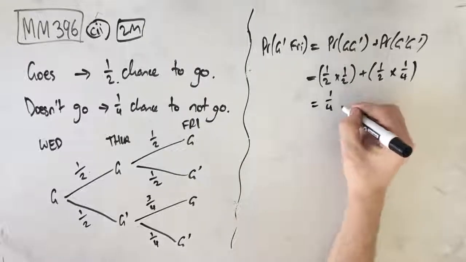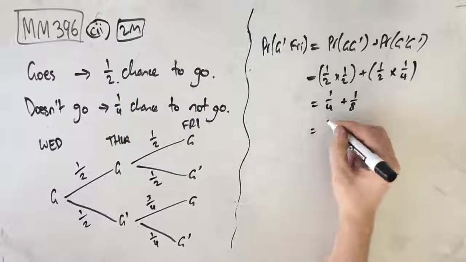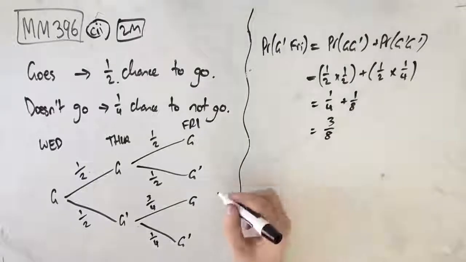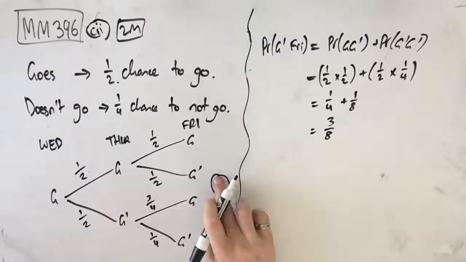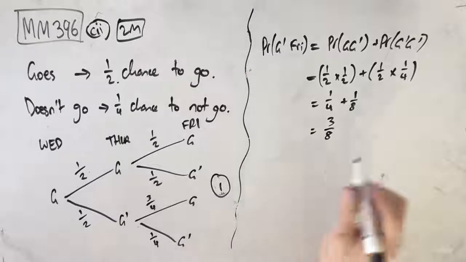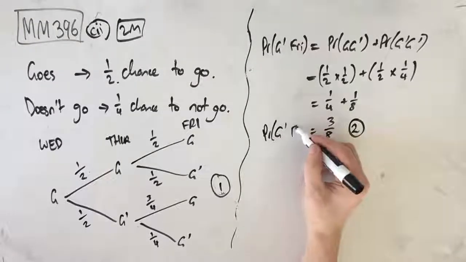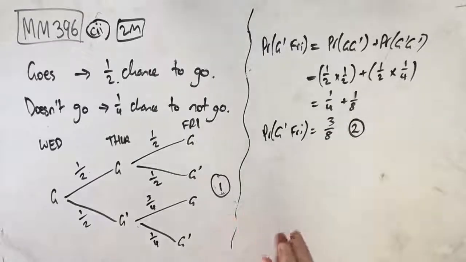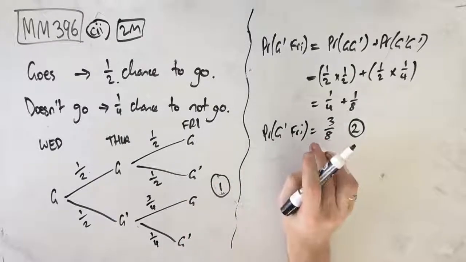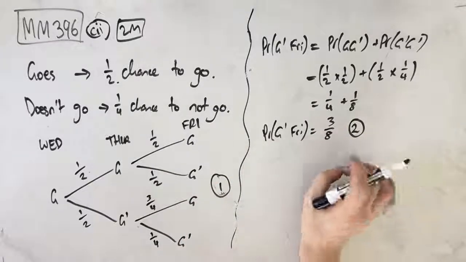What this gives us is 1/4 plus 1/8, which is 3/8. Now our tree diagram gives us our first mark, and our answer gives us our second mark. So the probability that he doesn't go to the gym on the Friday is 3/8. Guys, that's it for part C(ii). Let's move on to the next one.